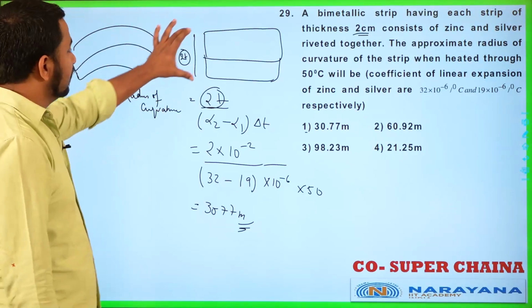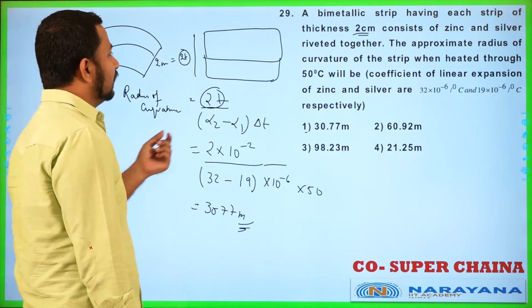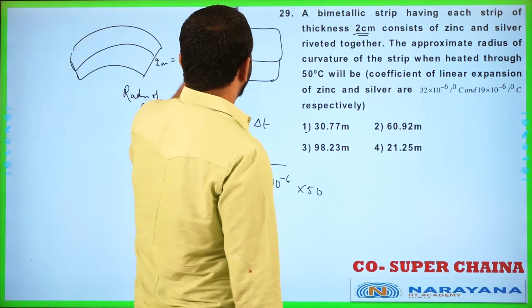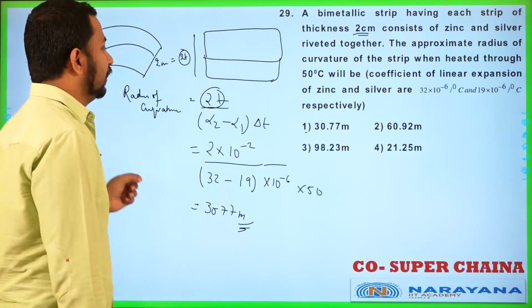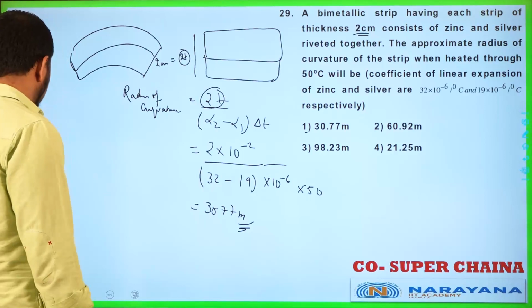Okay, here this is the combined thickness which we use in the formula. Generally it is given that one strip thickness is given, so just be careful on that part. Let's move to another question.